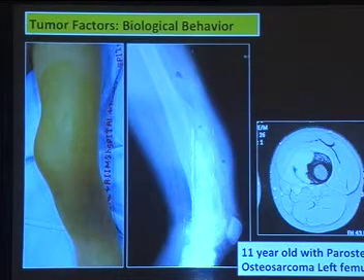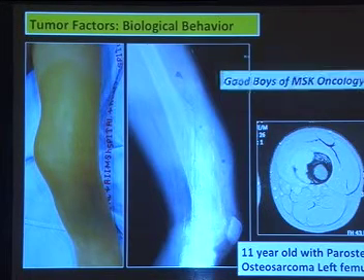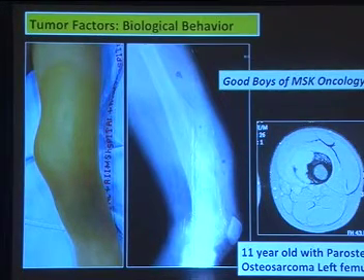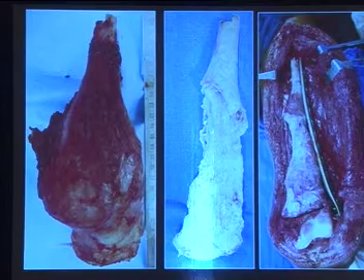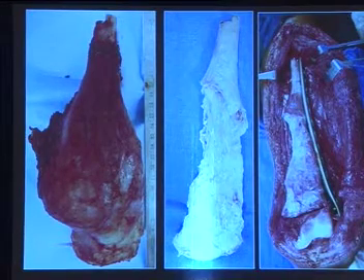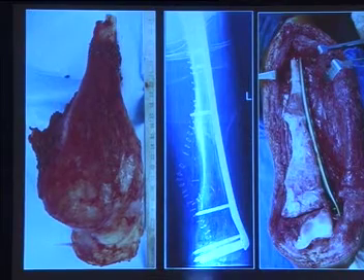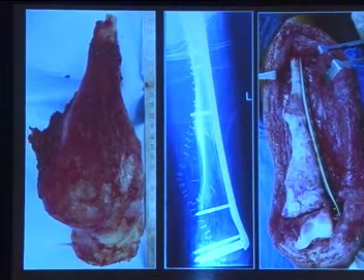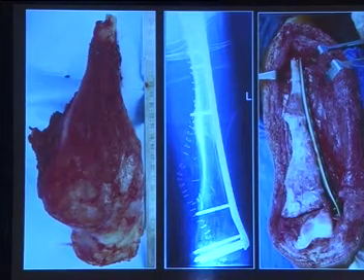So that's an 11-year-old with a parosteal osteosarcoma of the left femur. Now, parosteal and surface osteosarcomas are the good boys of musculoskeletal oncology. They're usually low-grade tumors. Of course, there is a dedifferentiated variant. The tumor was taken out, step-cut osteotomy, ECRT was done, and the tumor was fixed back, and that's the immediate post-operative X-ray. So there are tumors which behave bad, and there are tumors which behave good, and the knowledge of this fact should have a bearing on limb salvage surgery.